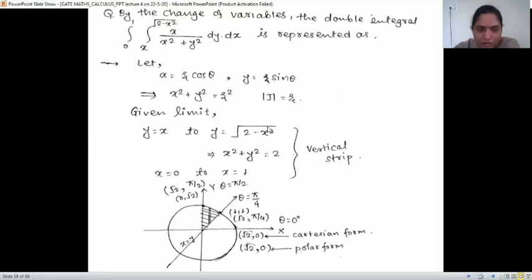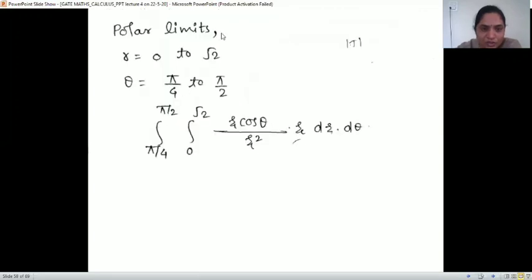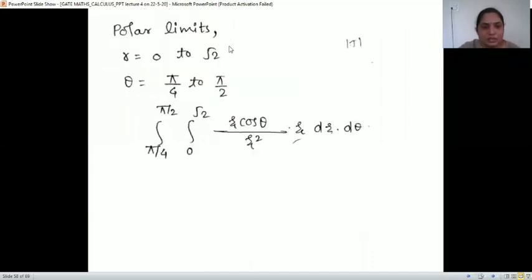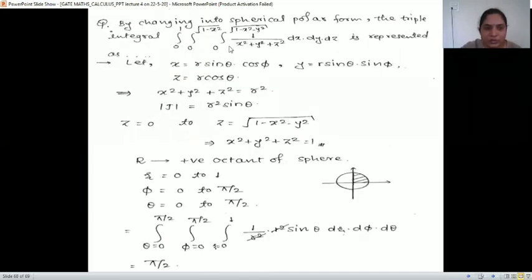Here x is r cos theta, x square plus y square is r square, and dx dy is r dr d theta. So this is the change after changing the integration. It will look like this. This is changing the variables.